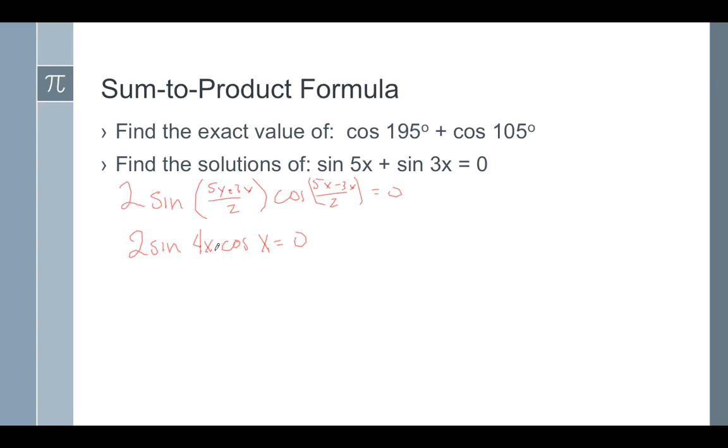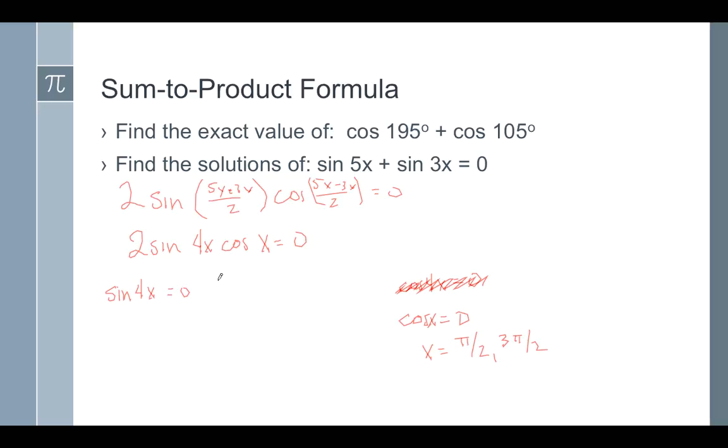And that means if I divide both sides by 2, now we have the sine of 4x equals 0, and the cosine of x equals 0. Sorry, not 4x, scratch that. The cosine of x equals 0. This one's easy. This happens to be 0 at pi halves and 3 pi halves. And then we've got to figure out the other ones.